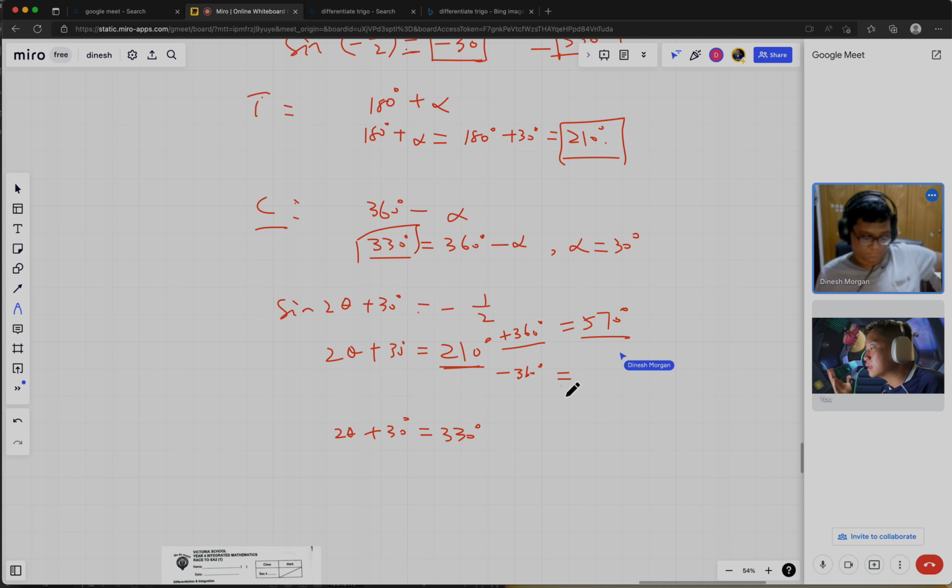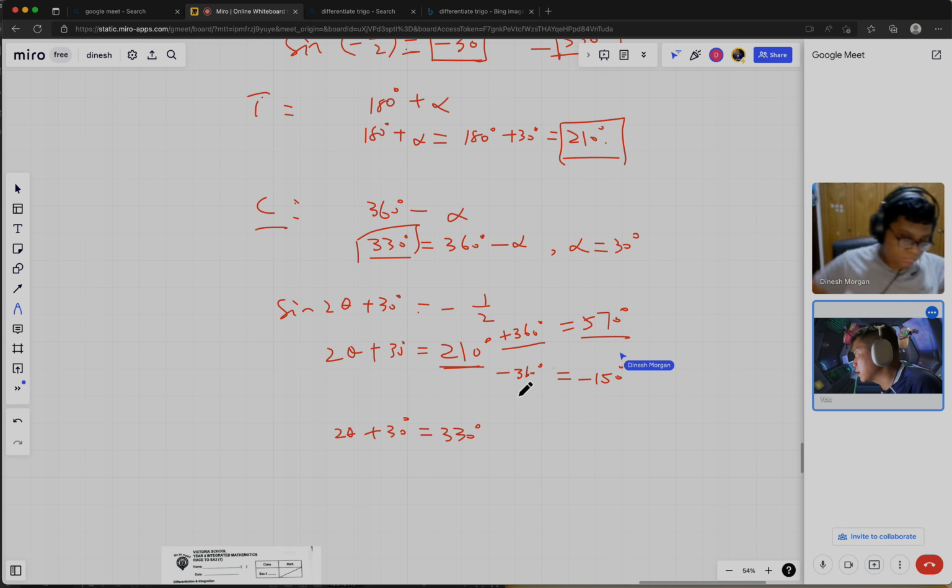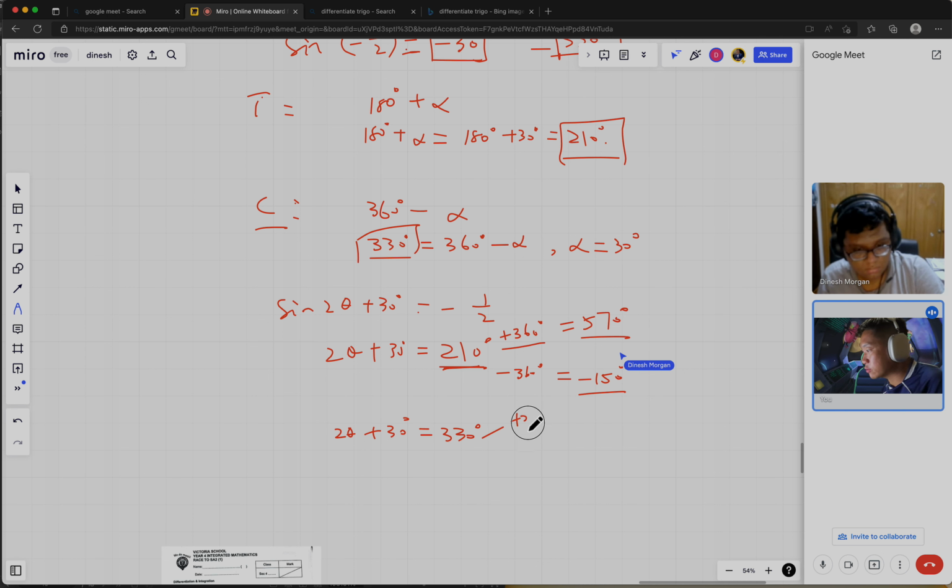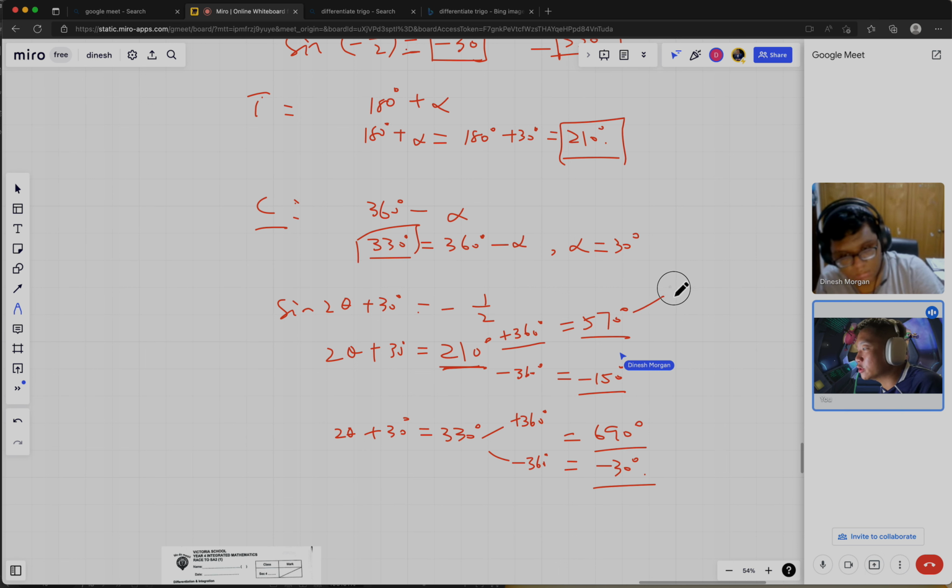So 210 minus 360 is minus 150. Help me out if I get the answers wrong, because I'm doing this mentally. So you have this minus 150, which refers to the same position as 210. Now continue with this plus 360, and you will get 690. Then minus 360, you will get minus 30, right? So now you ask yourself, you have four sets of answers. Of course you can continue, right?